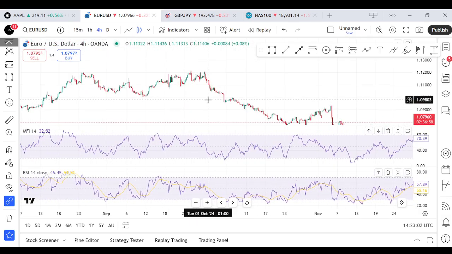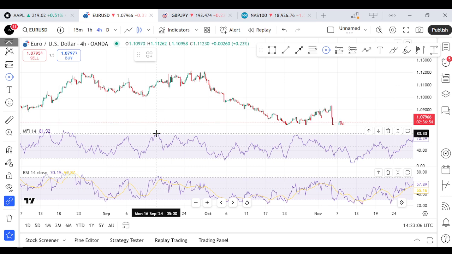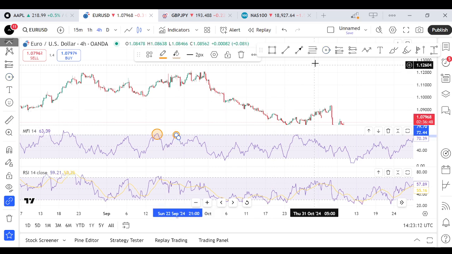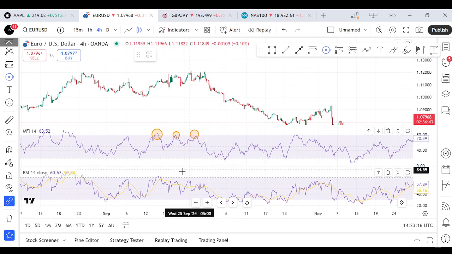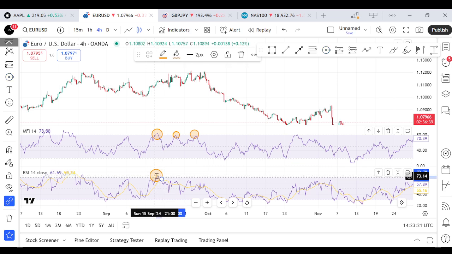Okay, we have a sell trade happening here. We have the MFI giving us levels above 80, or very close to 80, showing overbought conditions, and we should be looking for selling opportunities. At the same time, we also have the RSI giving us this push above 70 showing overbought conditions.